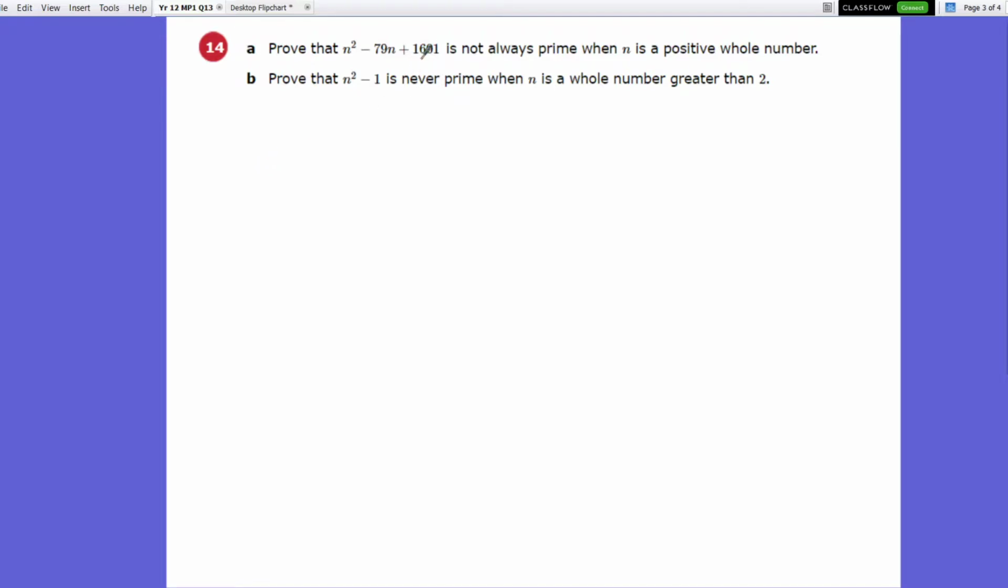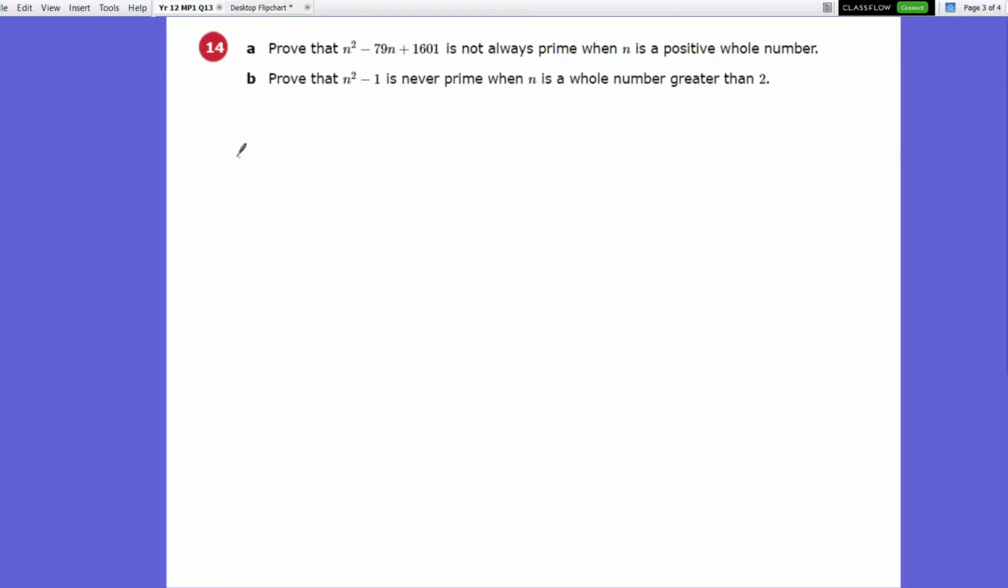Okay, so we know that this is prime as it is. We've got a prime number here. The only way we can prove that the expression is not prime is to show that the value is going to be a multiple of 1601.